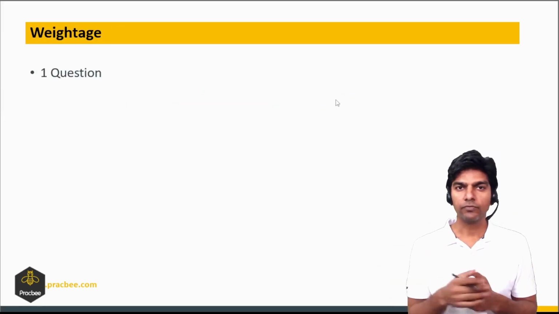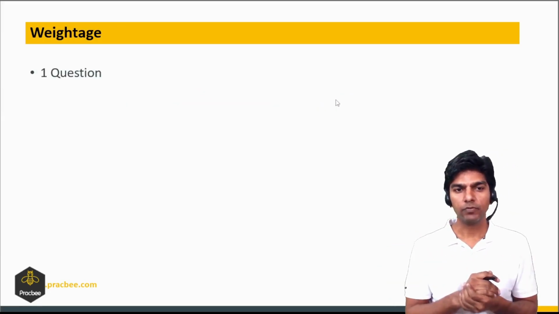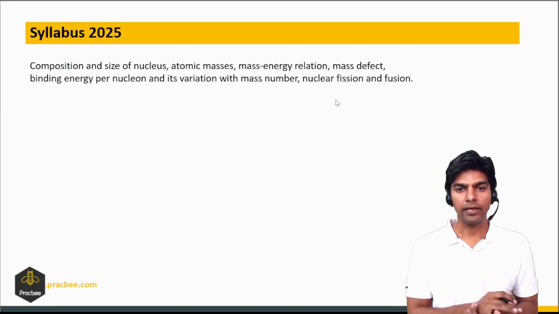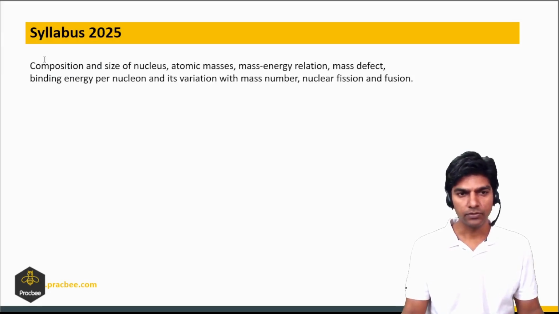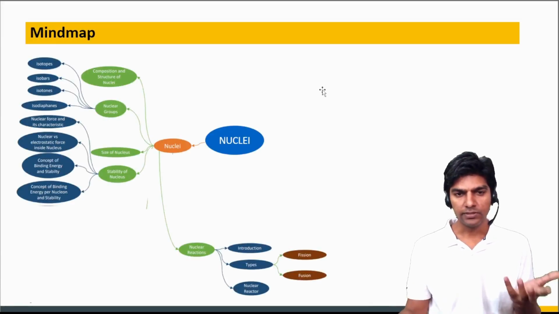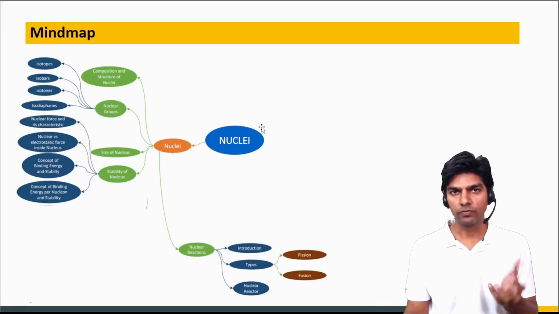Right, so first let us see the weightage. There will be one question from this chapter which can be asked in JEE Mains. If you look at the syllabus, again it is a very small chapter. The topics are composition and size of the nucleus, atomic masses, mass energy relation, mass defect, binding energy per nucleon and its variation with mass number, and nuclear fission and nuclear fusion reactions.